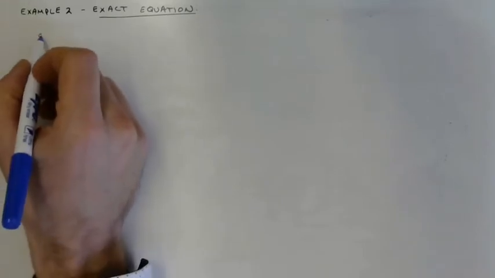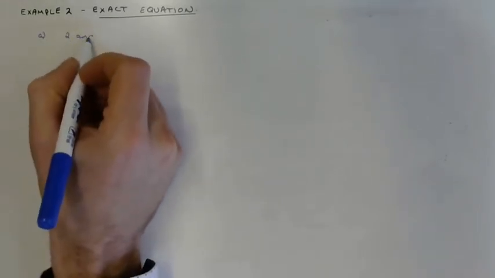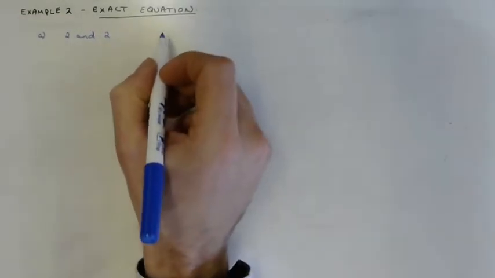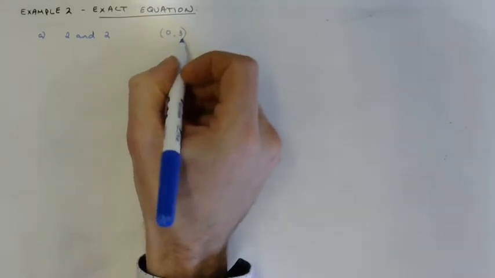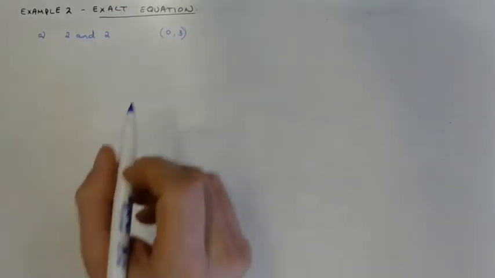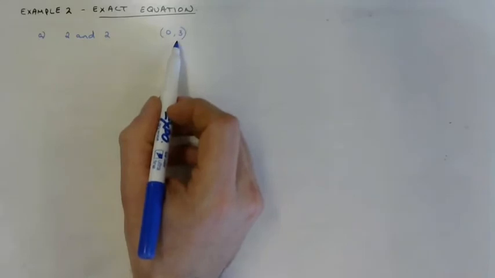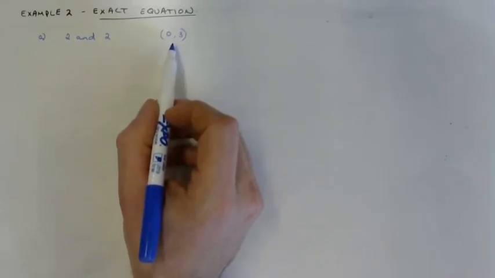So we're going to start where we were. In part a, it tells us that our zeros are 2 and negative 2. It also tells us that it goes through the point (0, 3). What does it mean if a curve goes through a point? That it satisfies the equation.